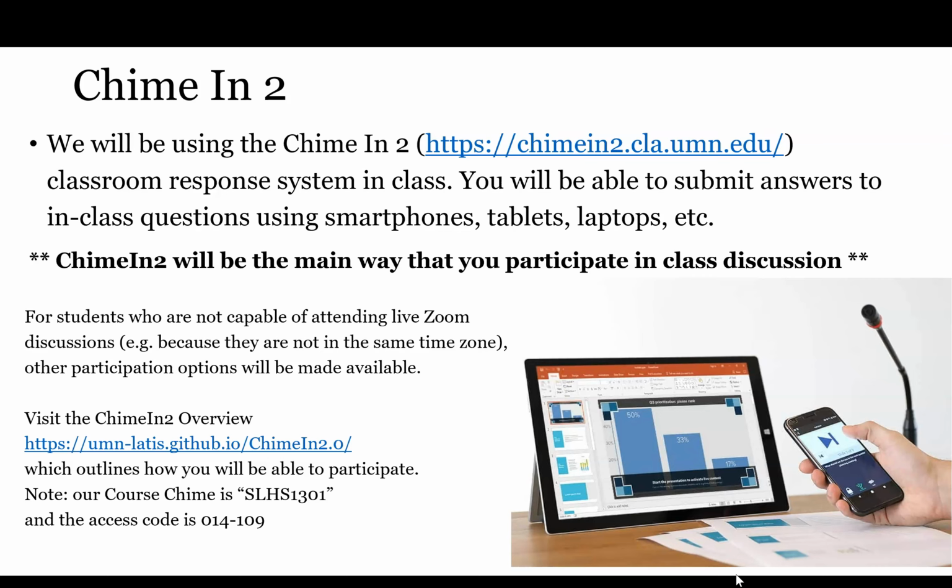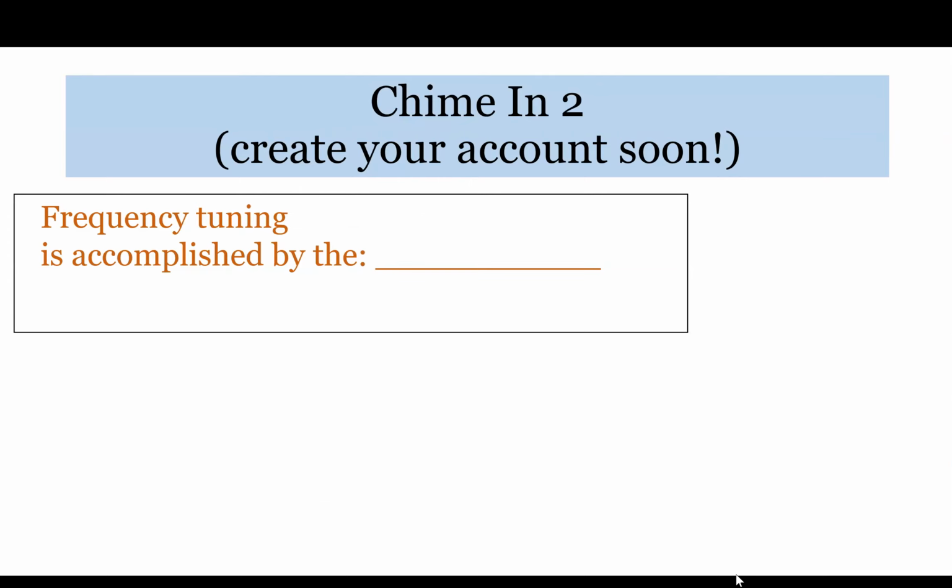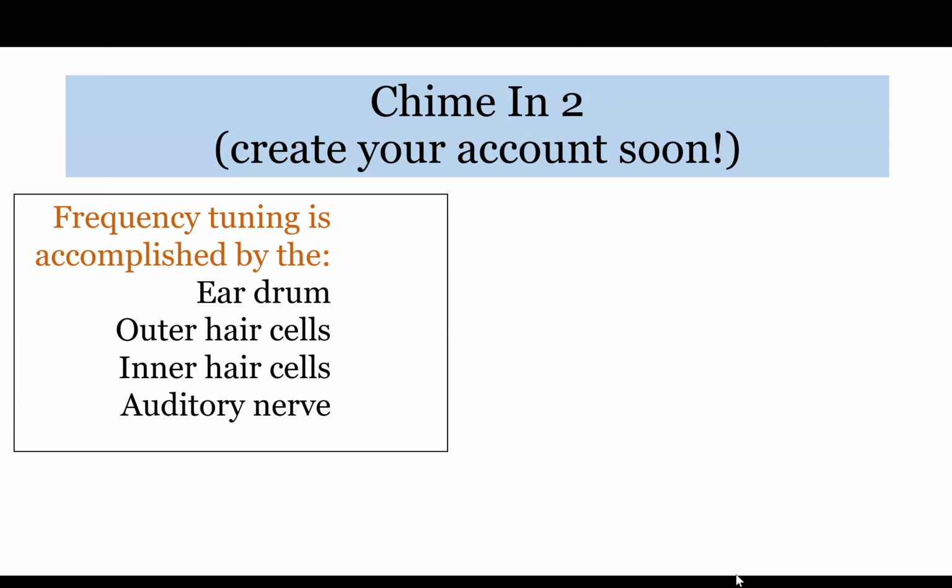So you can read a lot more about this in the syllabus, and I went over it in the syllabus video. This is just a reminder that what we're going to think about is looking at questions. This is a question from later in the semester. If I ask you, frequency tuning is accomplished by what? And I give you some choices like the eardrum, the outer hair cells, inner hair cells, the auditory nerve.